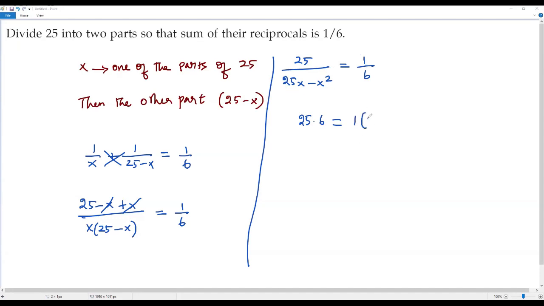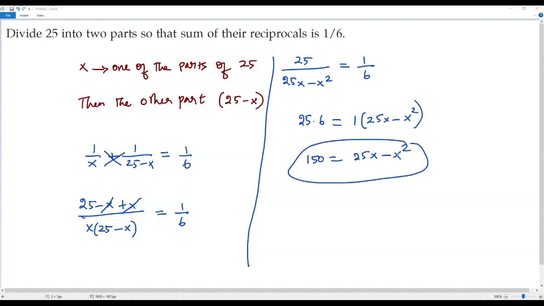Then I'm getting 1 times 25x negative x square. Here 25 times 6 is 150. And when I multiply this complete stuff by 1, still I'm getting the same stuff over here, that is 25x negative x square. Okay, here we got a quadratic equation.